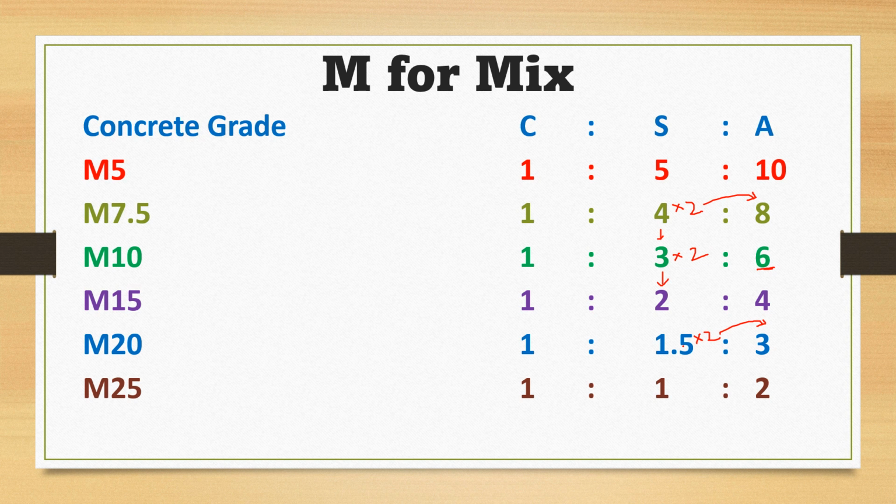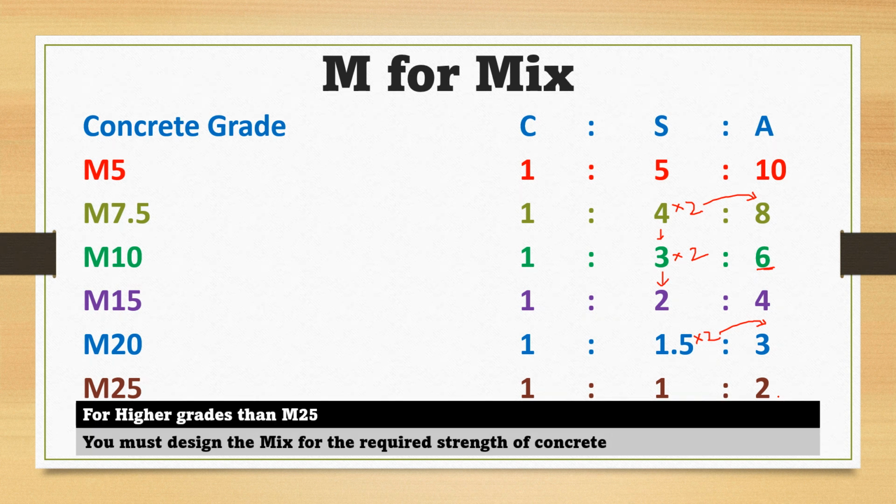For M25 grade concrete, we will have a mix ratio of 1 part cement, 1 part sand, and 2 parts aggregates. We can also see larger grades of concrete, like M30, M35, M40, M45, M50, M60. For those grades of concrete, you must design the mix ratio. We don't have fingertip rules for mix designs for grades of concrete more than M25, but we have to design on site according to the required strength of the concrete.